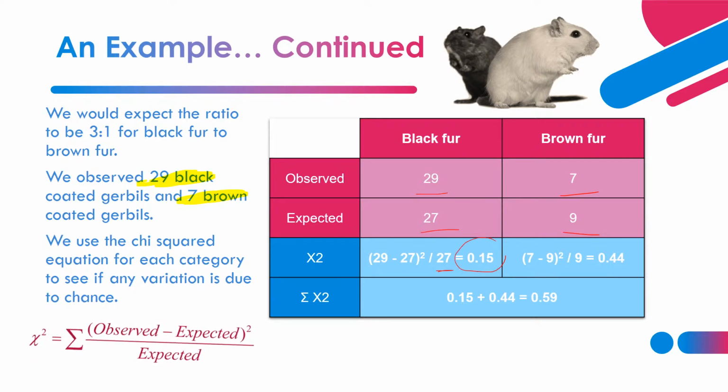This is going to give us 0.15. Again, we have our observed, which is 7, minus 9, which is the expected number, squared, divided by 9, which is our expected. This gives us 0.44. So we add these numbers up now, and that is going to give us 0.59. Now, with that, we have our chi-squared, but we also then need to use our probability table.